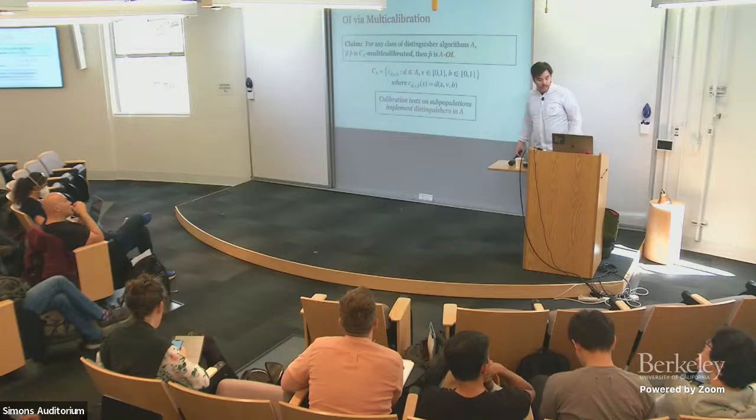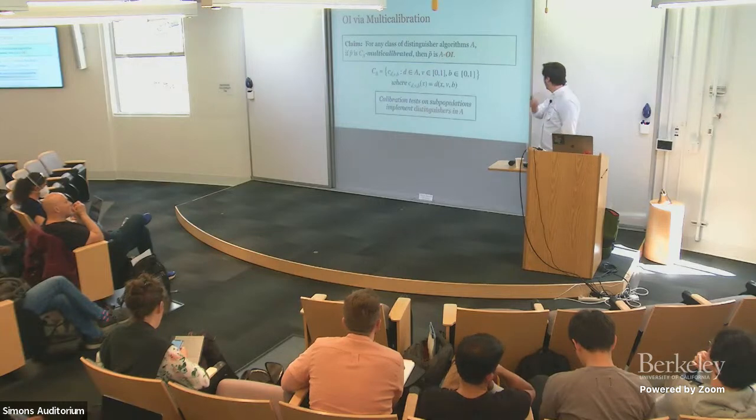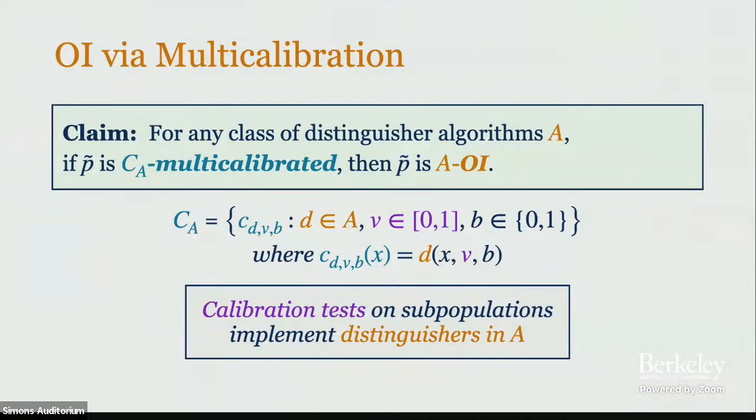Good. I'm not going to go through it, but the other direction is a bit more technical, though it's mechanical, not difficult. For any class of distinguisher algorithms A, I can define a collection of subpopulations, C sub A, such that enforcing multicalibration over this collection of subpopulations implies outcome indistinguishability.